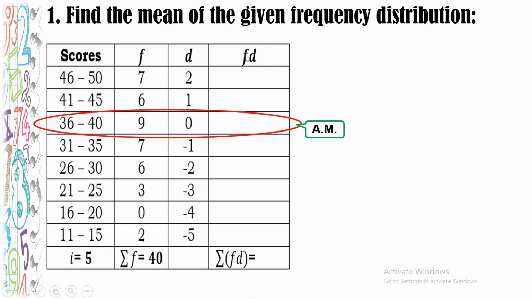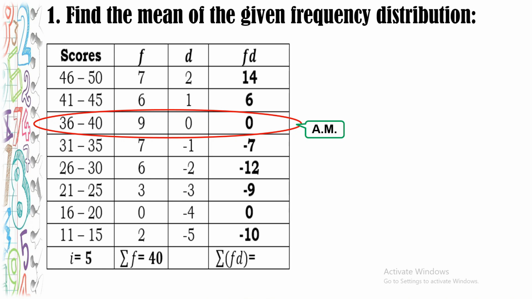And then for FD, we simply have to multiply F and D. That's F times D. So we have 7 times 2, it's 14. 6 times 1 is 6. 9 times 0 is 0. 7 times -1 is -7. 6 times -2 is -12. 3 times -3, that's -9. 0 times -4 is 0. 2 times -5 is -10.